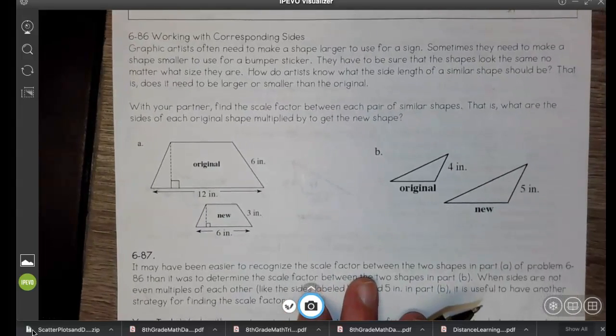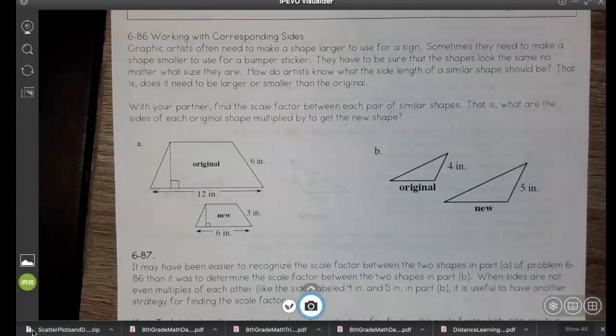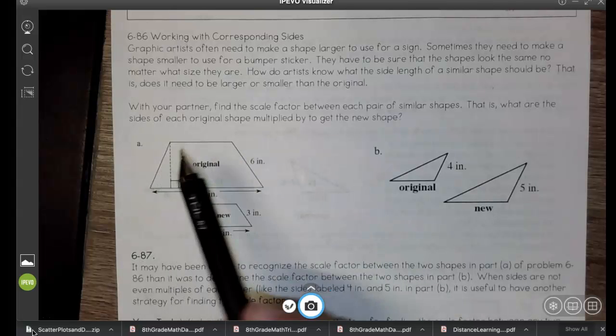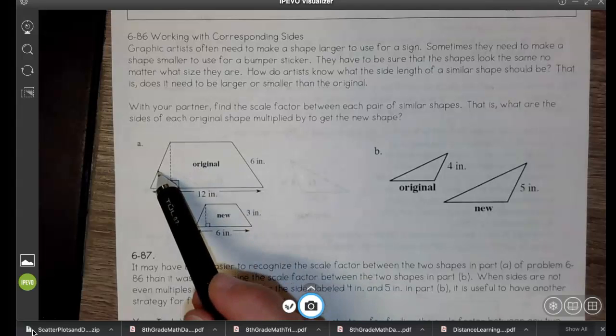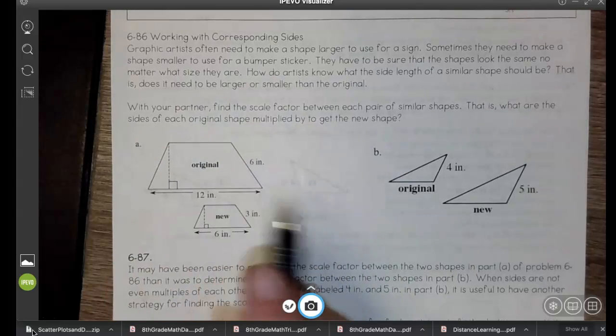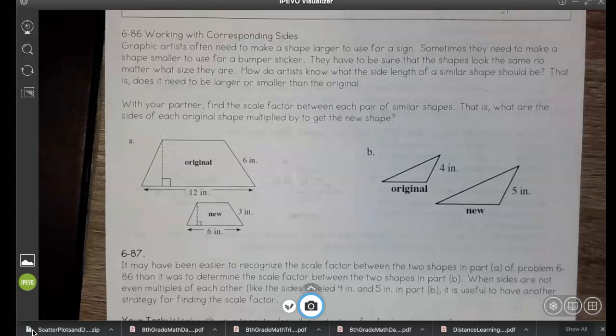So then working with corresponding sides. If you remember in one of the videos I have made, when I talked about corresponding sides, we're talking about sides that correspond with an image. So this side would be the corresponding side to this image, and then this side to this image.